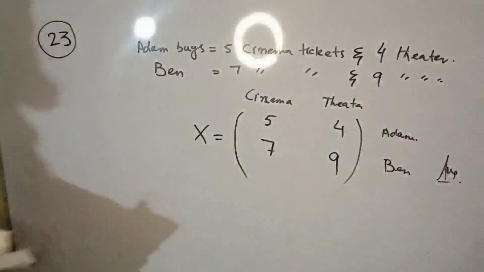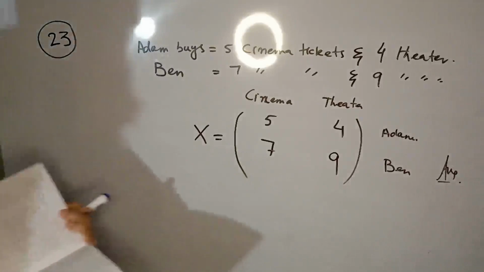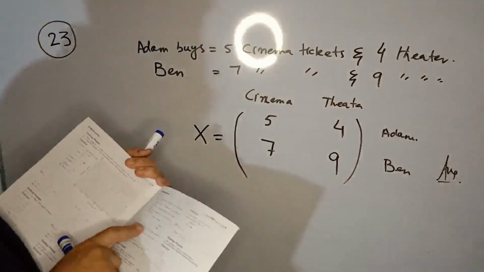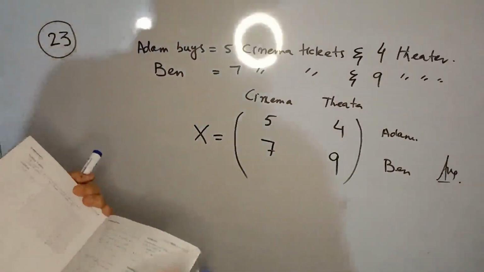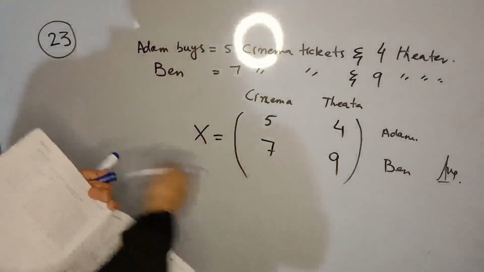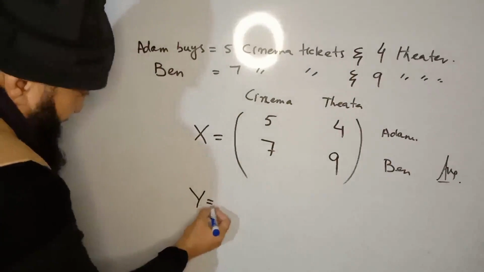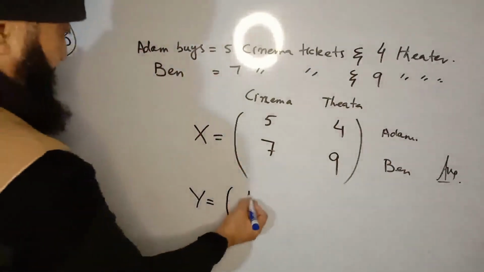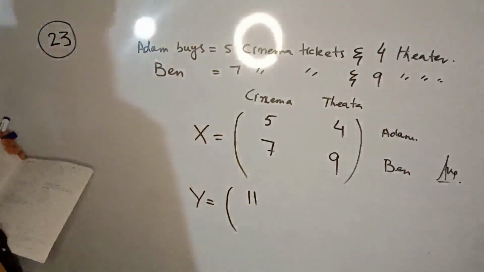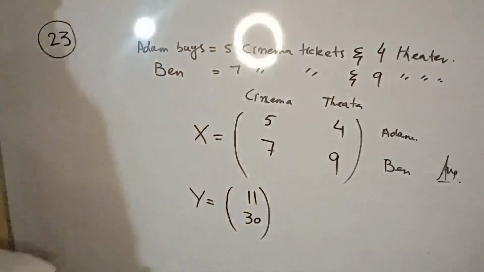A part. Okay. B part is cinema tickets cost $11 each, and theater tickets cost $30 each. The matrix Y represents this information. That is, matrix Y represents the cost of each ticket, that is $11 for each cinema ticket, and $30 for each theater ticket. This is for Y matrix. This is given here.